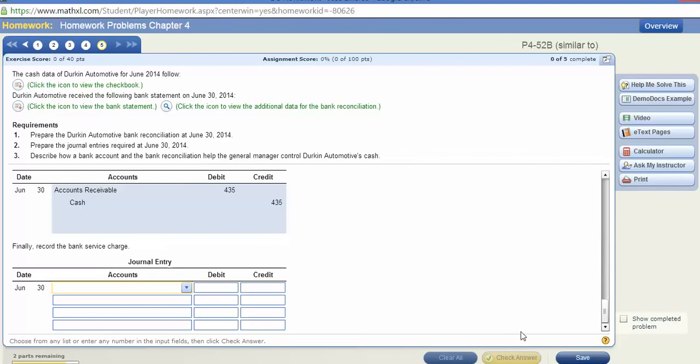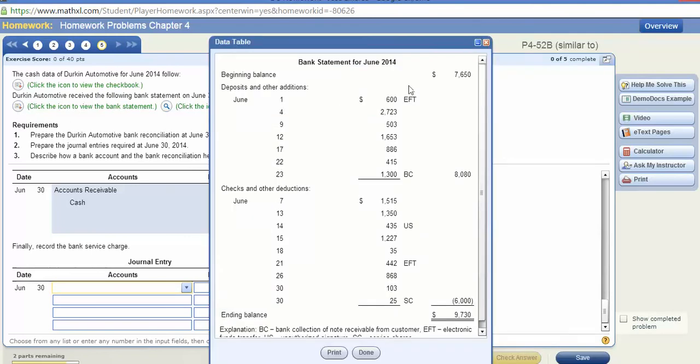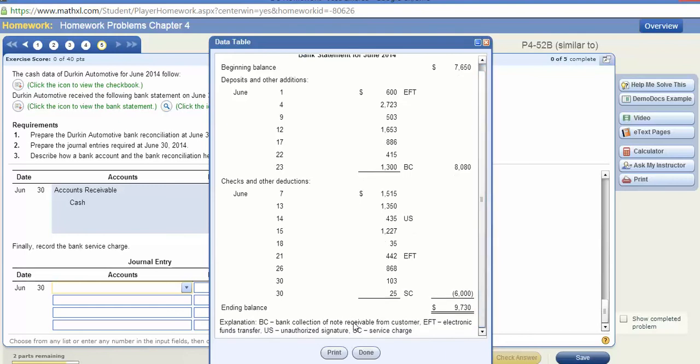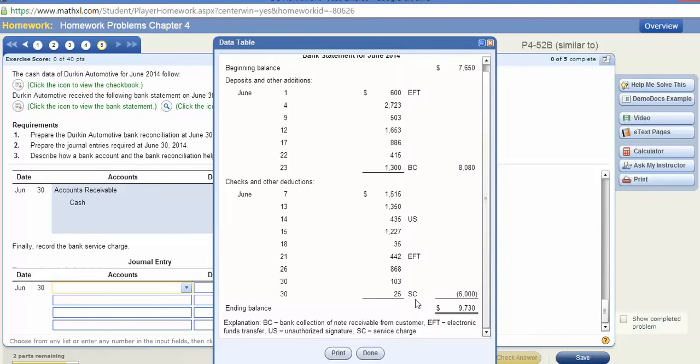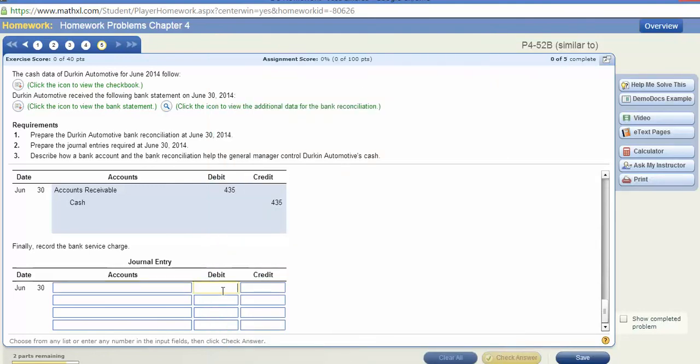All right, so finally, let's go ahead and book what perhaps might be the easiest thing of all, and that's booking this miscellaneous service charge. Again, if you come over here, you will notice that we've made entries for the EFTs, we've made entries for the unauthorized signature. In other words, that's the bad check for 435 that we made right there. The only thing that's really left is the $25 for a service charge. This should be pretty easy. It's obviously telling you, hey, we took $25 out, so let's put 25 and 25.